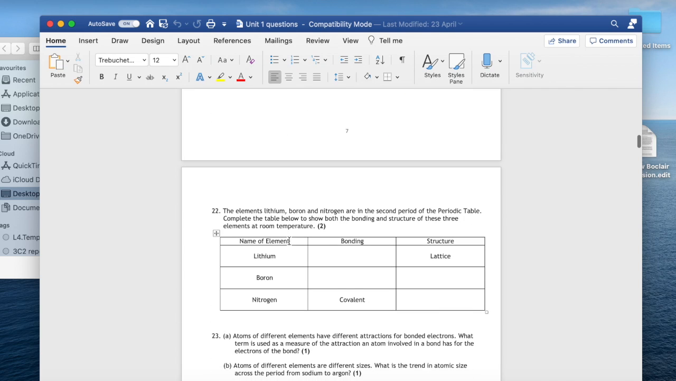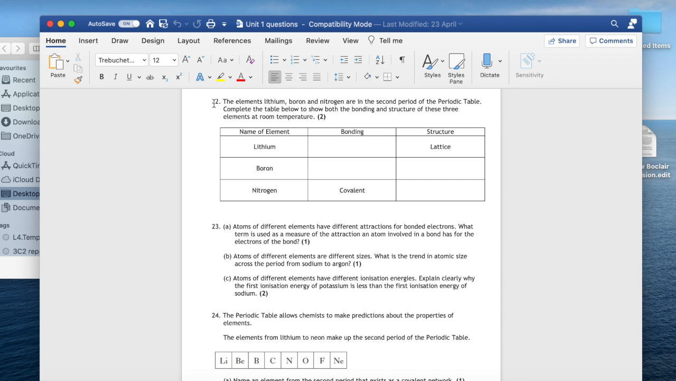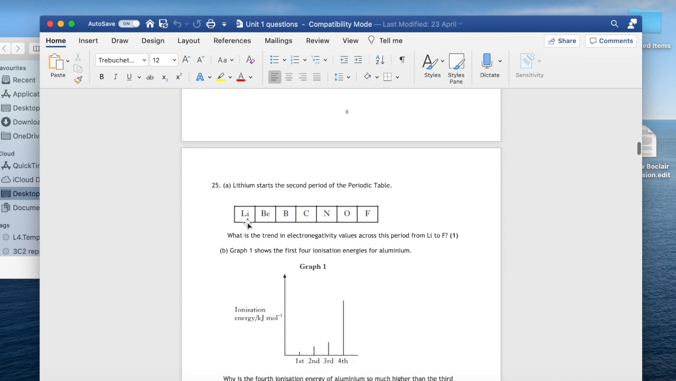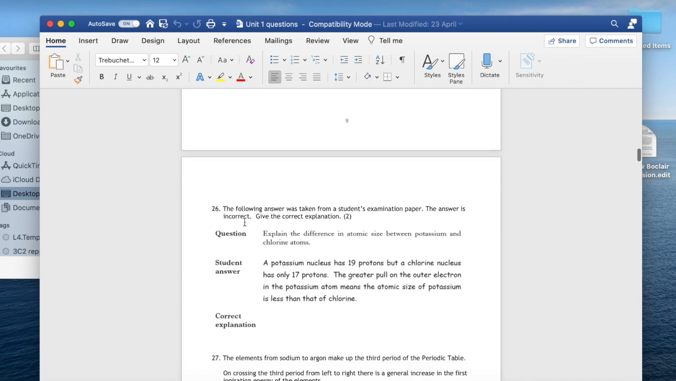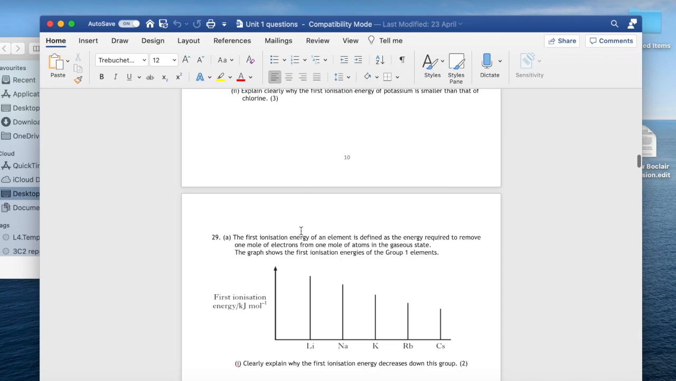And I want you to do the rest of the even numbered questions through to the end of chapter 1. So starting at question 22, do question 22, then miss out 23, do 24, then miss out 25, do 26, and miss out 27 and do 28. That's what I'd like you to do.